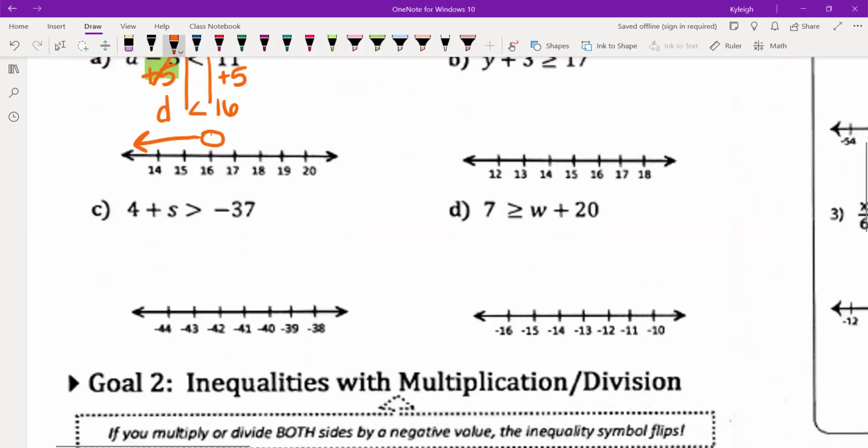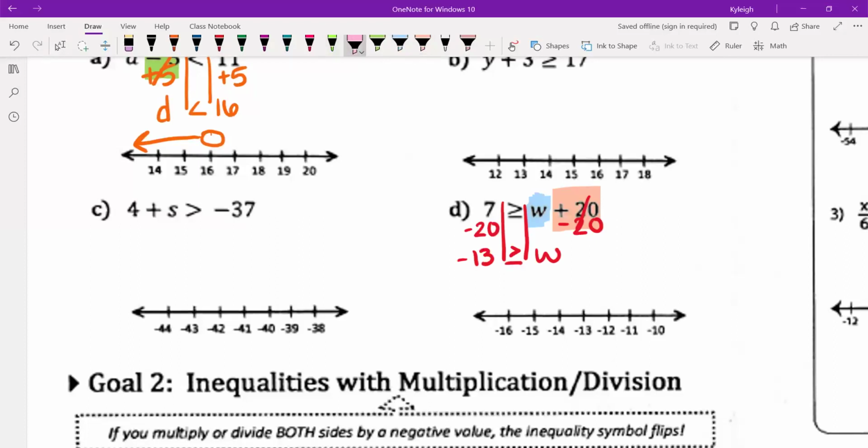I'm going to jump down to letter D. Hopefully you notice in letter D that the variable comes second. So you could either rewrite this at the beginning or just wait until the end. I tend to wait until the end so I don't confuse myself. So we're going to start by asking, what's the opposite of adding 20? Well, that's subtracting 20 on both sides. Those cancel. We're left with W on that side. The inequality comes down. 7 minus 20 is -13.